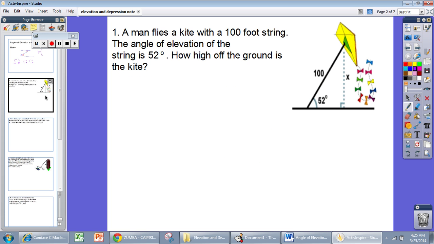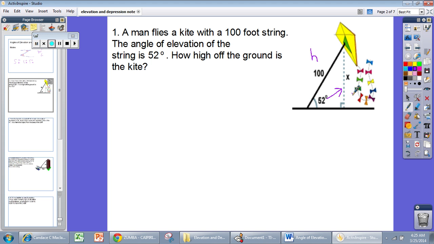For our first example, it says we have a man flying a kite with 100 foot of string. The angle of elevation with the string is 52 degrees. How high off the ground is the kite? So for this one, they gave us a picture, which is really nice. All right, so let's just start from our 90 and label our hypotenuse. What's our hypotenuse? Good. 100. All right, because it's across from our 90. All right, and then we're going to use our angle to label everything else.